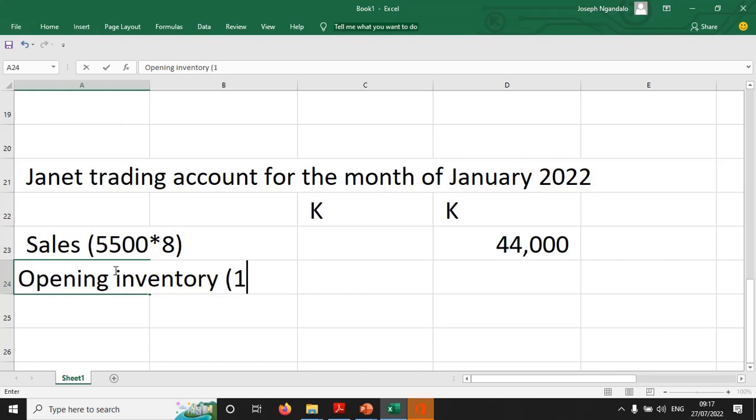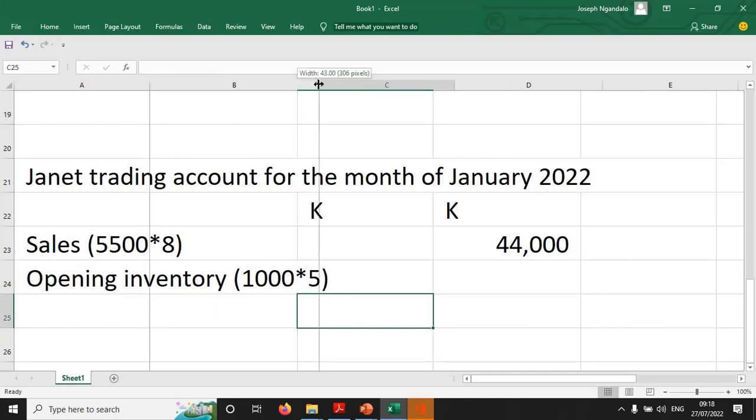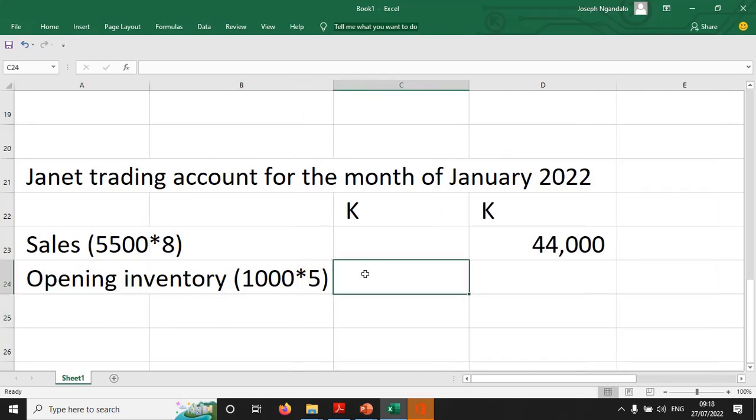How many units? 1,000? By the cost of 5? How much do you have? 5,000, right? Next.